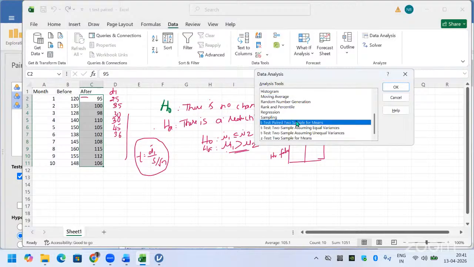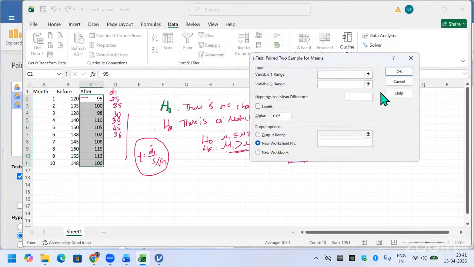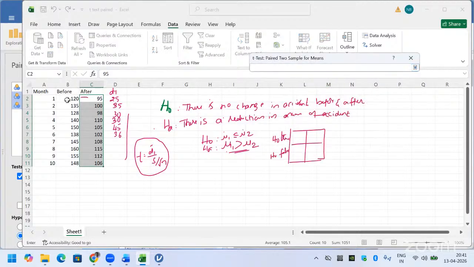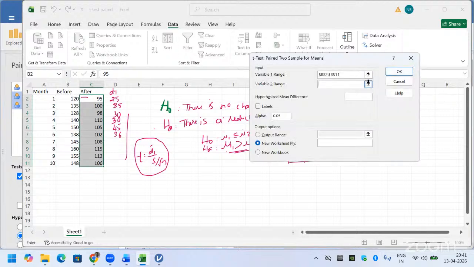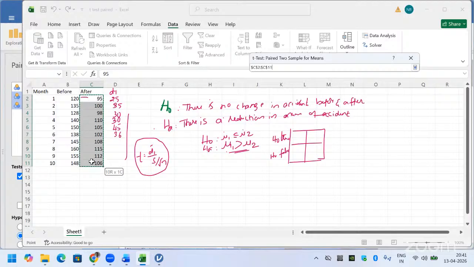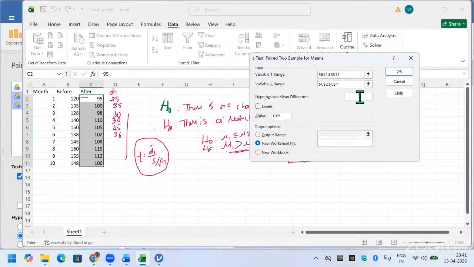So if it is a 2 sample paired t-test, you can just go to that one and select your range 1 here and your range 2 here. And here you will just mention the hypothesis mean. Usually that will be considered as 0.